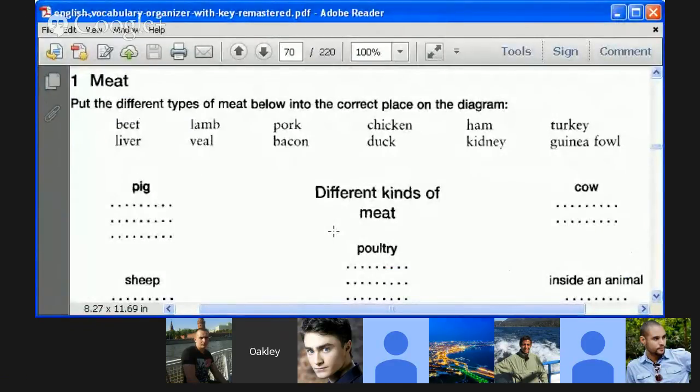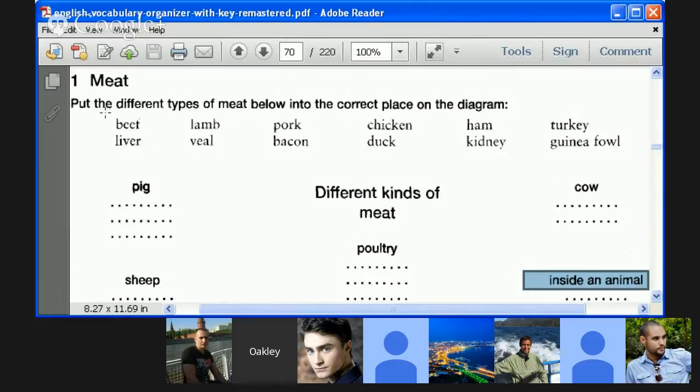Okay, we're going to start with a basic kind of mix and match talking about meat. All right. We're going to look at different kinds of meat and categorize them into these categories. Pig. From the animal, pig, sheep, cow, poultry, inside an animal, okay, internal organs. All right, we're going to look at these one at a time. Talk about maybe if we eat these things.